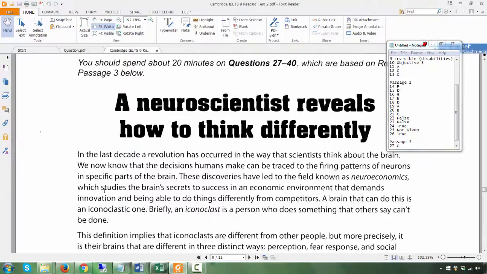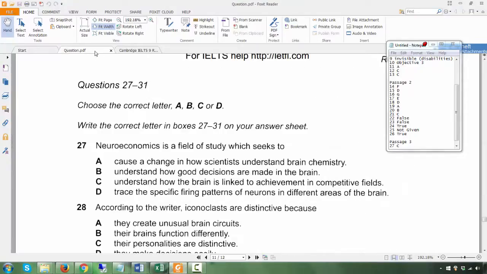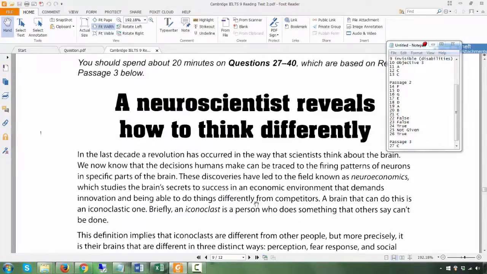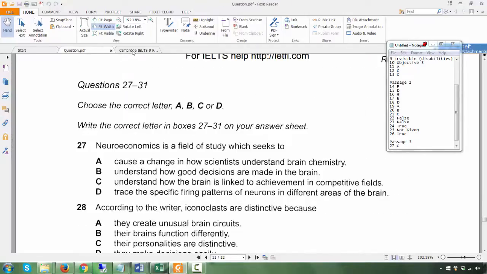So neuroeconomics studies the brain's secret to success in an economic environment that demands innovation and being able to do things differently from competitors. Okay, so it's a field which seeks to understand how the brain is linked to achievement in competitive fields. There's competition, and it studies how the brain is linked to achievement.